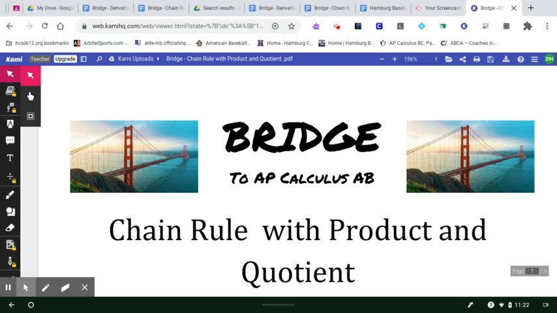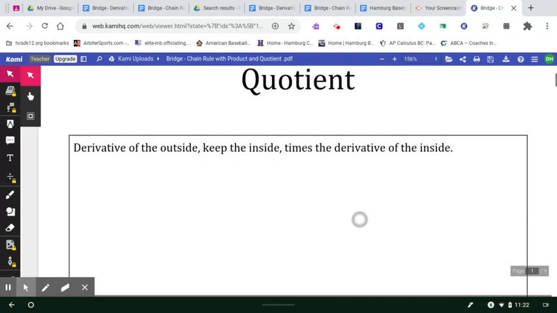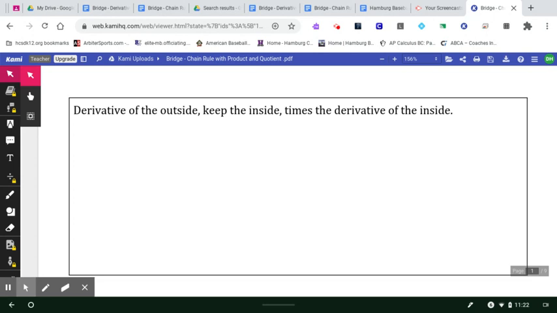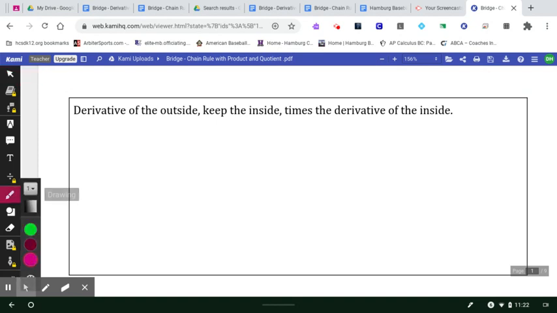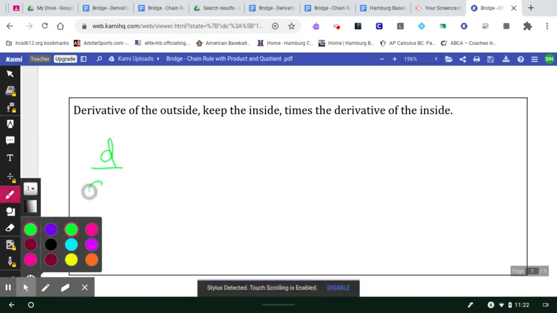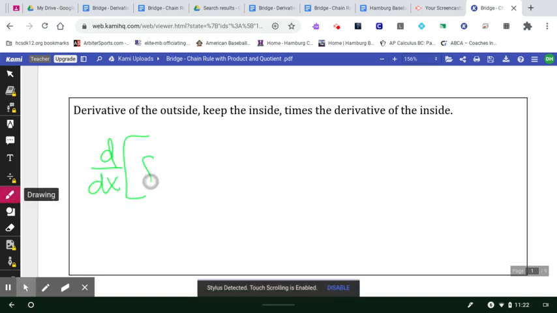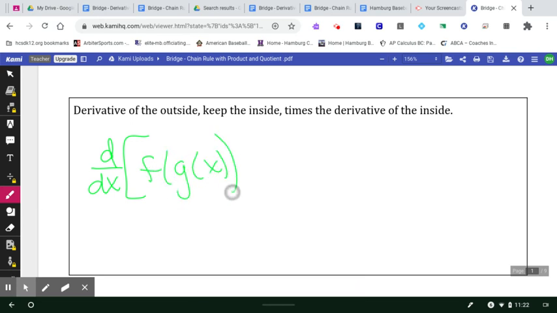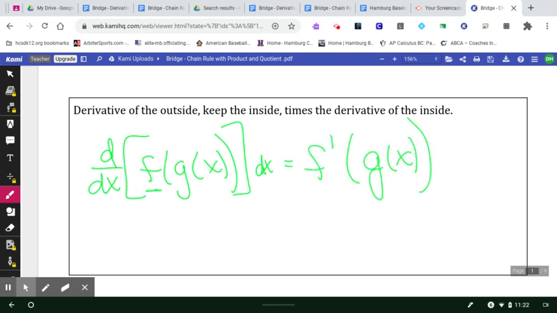All right, in our next video here, we're going to combine all the chain rule that we've practiced with the product and quotient rule. So again, I just want to remind us of that saying: derivative of the outside, keep the inside, times the derivative of the inside. And I'll throw up there that rule again for chain. The derivative of f of g of x: derivative of the outside, so that's f prime, keep the inside, times the derivative of the inside.